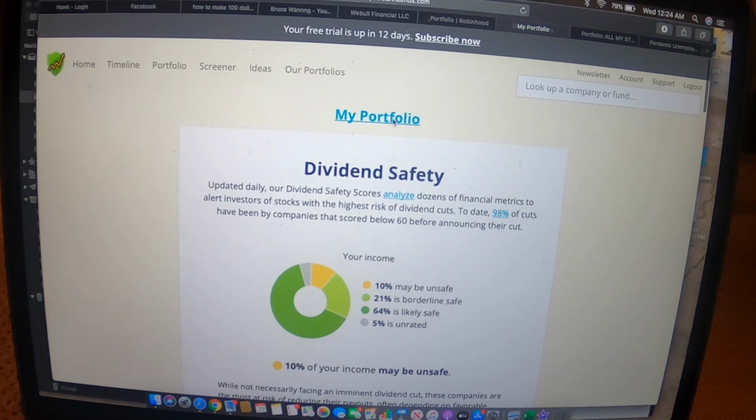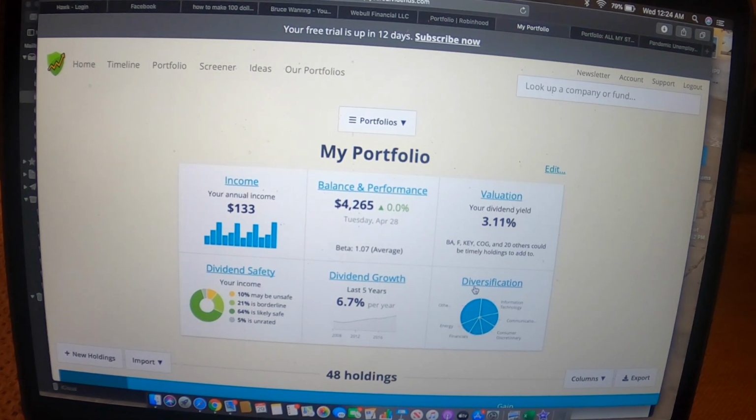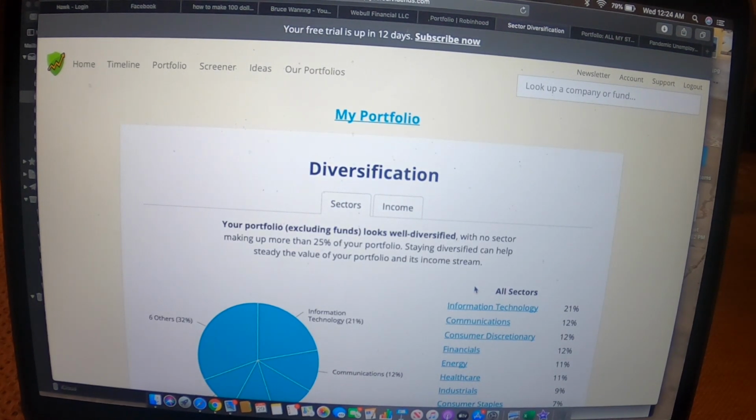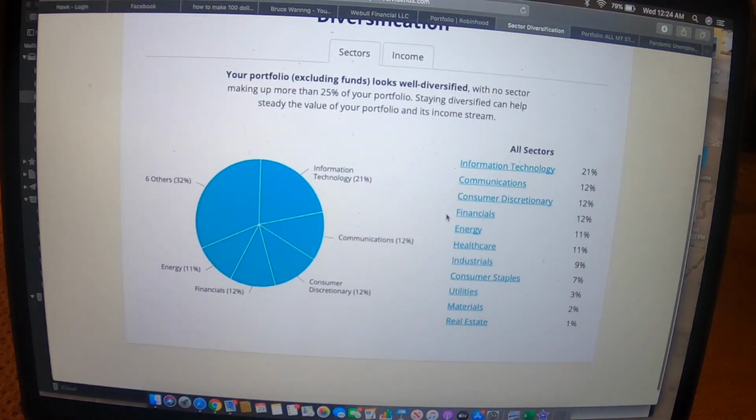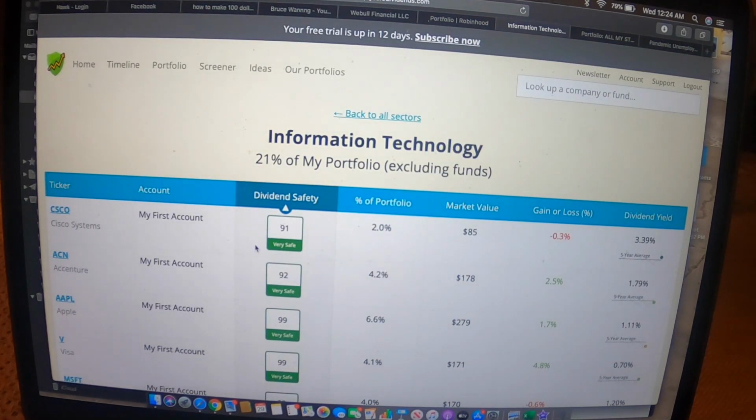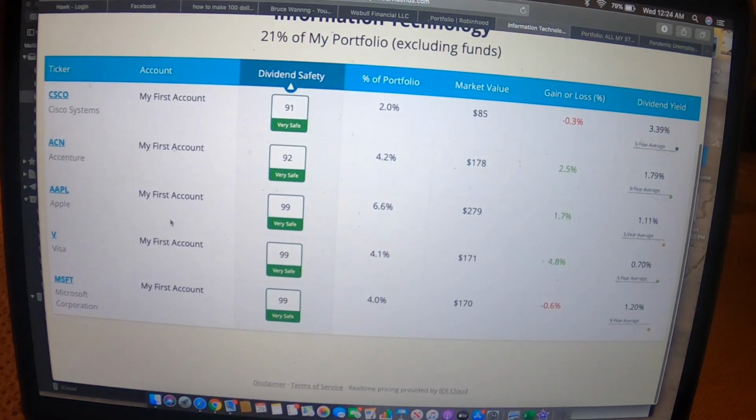Let's see, we go back here. The diversification now. If we go in there, it tells you all the sectors, right? And it tells you the percentage of all the stocks that I have in each one of the sectors. And if you click on a sector, it shows you all the stocks from that sector, you see?